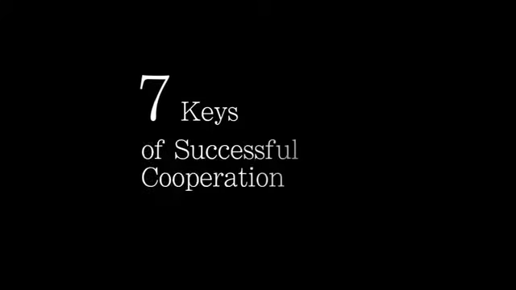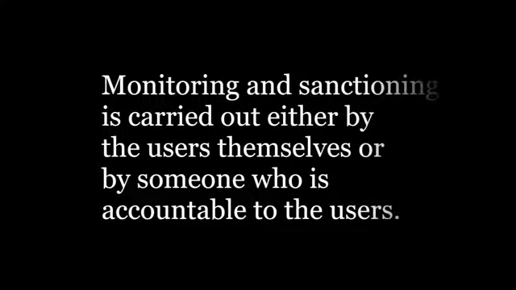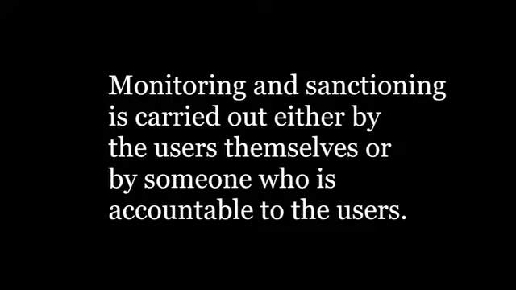Elinor Ostrom identifies 7 keys to successful cooperation. First, rules clearly define entitlements. Second, conflict resolution mechanisms are in place. Third, duties stand in reasonable proportion to benefit. Fourth, monitoring and sanctioning is carried out either by the users themselves or by someone who is accountable to the users.